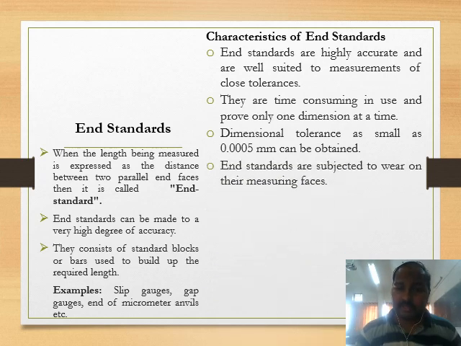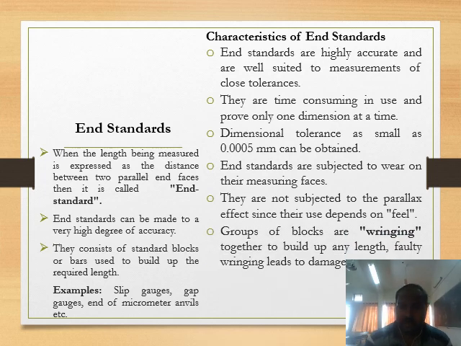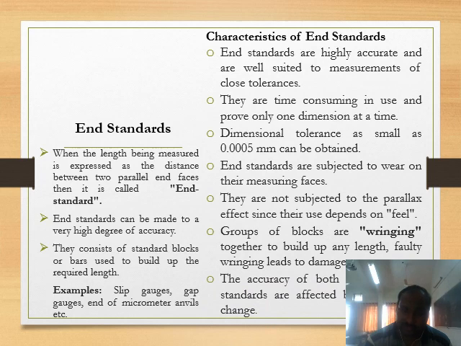A dimension tolerance of around 0.0005 mm can be achieved. They are subjected to wear because each time we build up the slip gauge, the blocks are rubbed against each other, so their measuring surfaces wear. They are not subjected to parallax effect, since a group of blocks are wrung together to build up a specific length. If faulty ringing occurs, it will damage the blocks and may lead to wrong measurement of length.